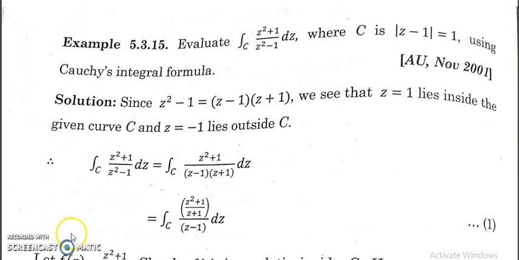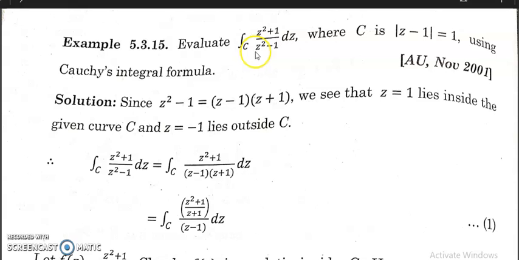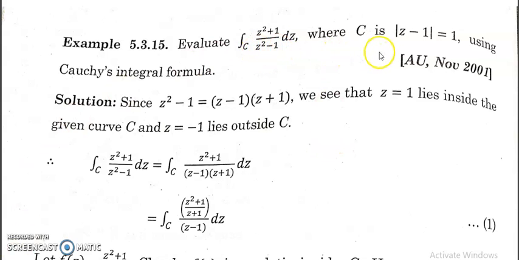We will continue with the problems using Cauchy integral formula. Example: evaluate the integral over C of (z square plus 1) by (z square minus 1) dz, where C is mod z minus 1 equal to 1, using Cauchy integral formula. To evaluate this value, let us consider this integral first.